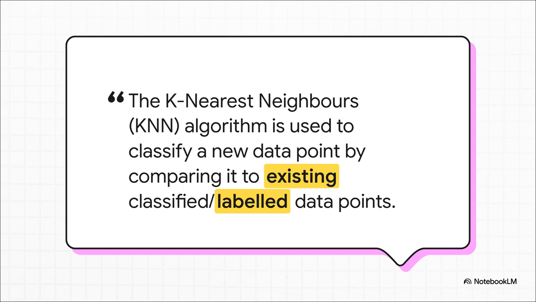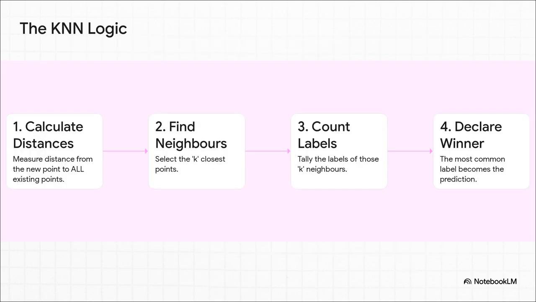Okay, let's zoom in on a really famous algorithm, K nearest neighbors, or KNN. This little quote from an exam paper tells us everything we need to know. It uses existing, already classified or labeled data to figure out a new piece of data. And as soon as you see that word labeled, ding, ding, ding, you know for sure we're talking about supervised learning.